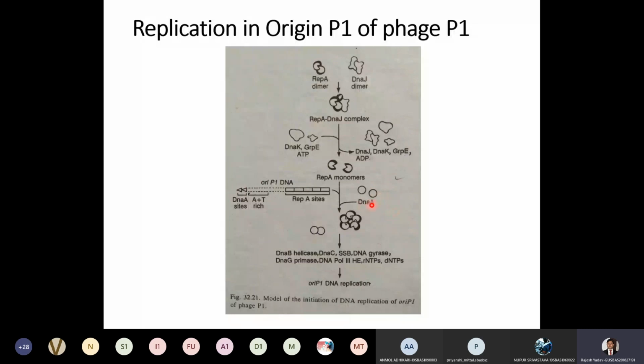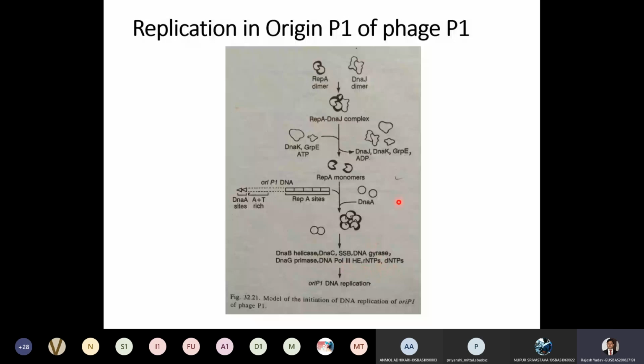So here the DNA A protein is coming, then again DNA B protein, that is a helicase, DNA C protein, SSB protein, single strand binding protein, then topoisomerase, then DNA G primase. DNA G primase is the enzyme that forms the RNA primer. It is also called RNA primase enzyme or DNA G primase. So RNA primer, then DNA polymerase III, and some different proteins like HU protein, maybe a histone-like protein, or the nucleotides, rNTPs and dNTPs. These are all nucleotides, which the polymerase will add.